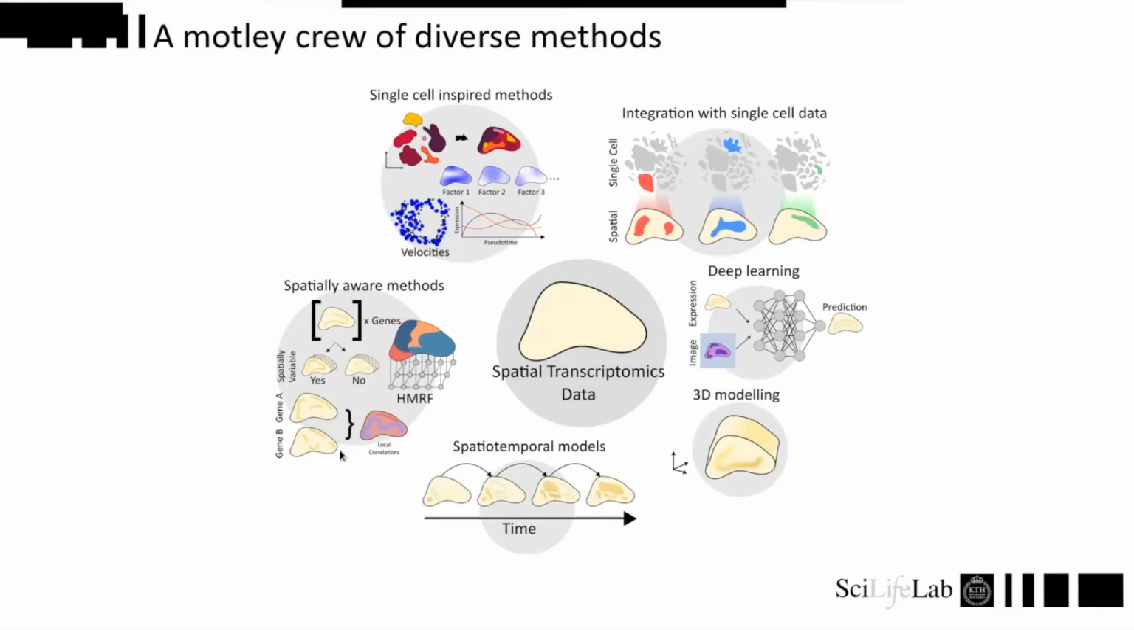So we have the single cell inspired methods, spatially aware methods, deep learning, and integration with single cell data. Those are the four that I will dive a bit deeper into. And these, I should say, are my own categorization scheme. So don't take it as the law, but I think it's a nice way to structure these different methods in my brain, at least.